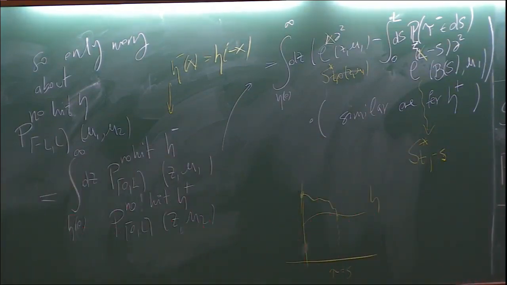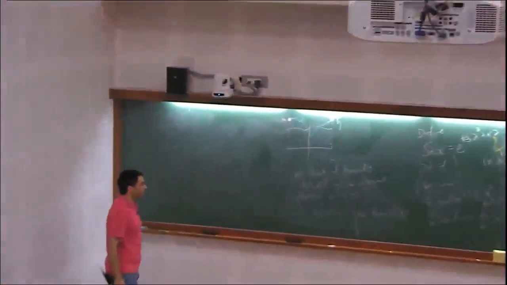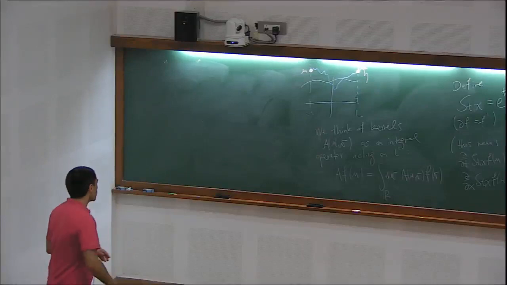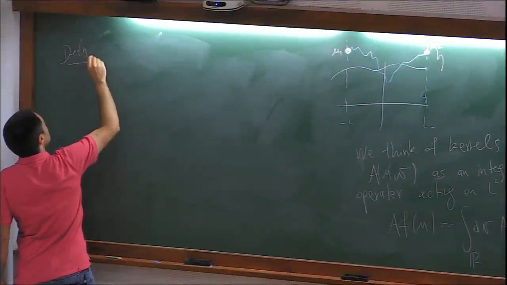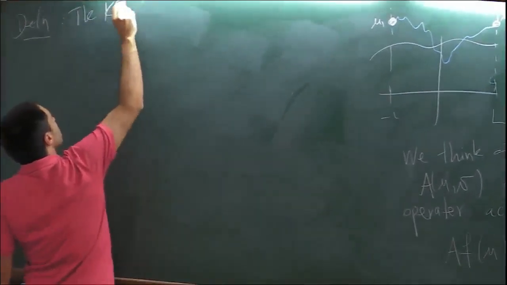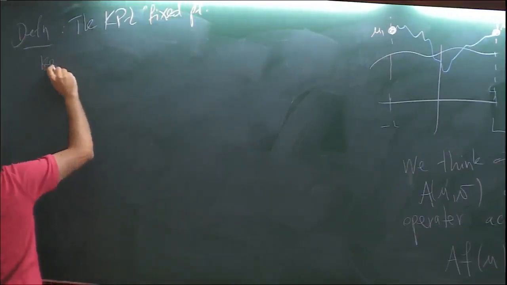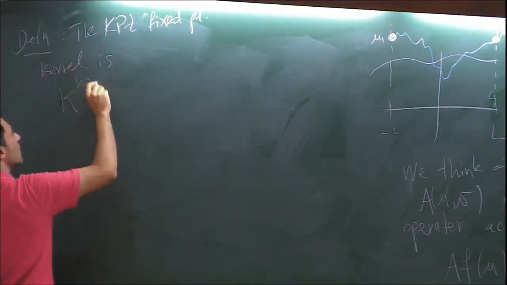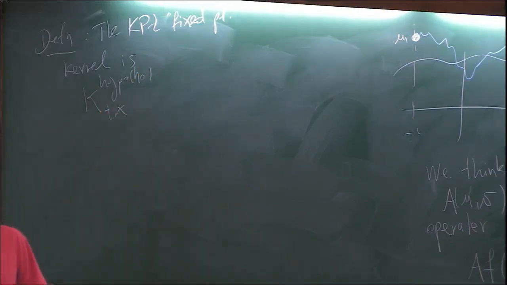Okay, so just to finish, I told you who is this Brownian scattering transform, and this was all to tell you who's this fixed point kernel. And the fixed point kernel, now it's very easy to write. So definition, the KPZ fixed point kernel is, I guess from tomorrow I'm going to stop writing the hypo.